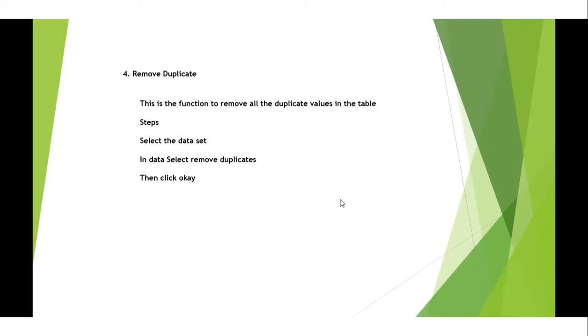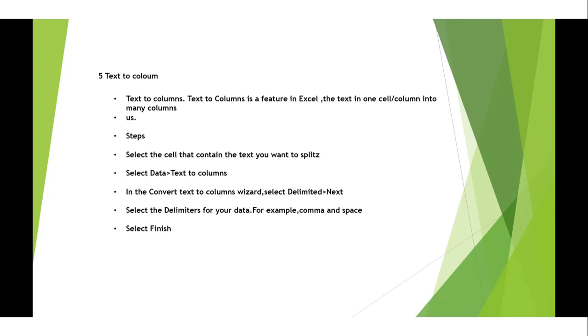And we are going to see the fifth function of Excel, that is Text to Columns. Text to Columns is a feature in Excel that splits one cell or column into many columns. Steps: select the cell that contains the text you want to split. Select Data, Text to Columns. In the Convert Text to Columns wizard, select Delimited, then select the delimiters for your data, for example comma or space. Select Finish.